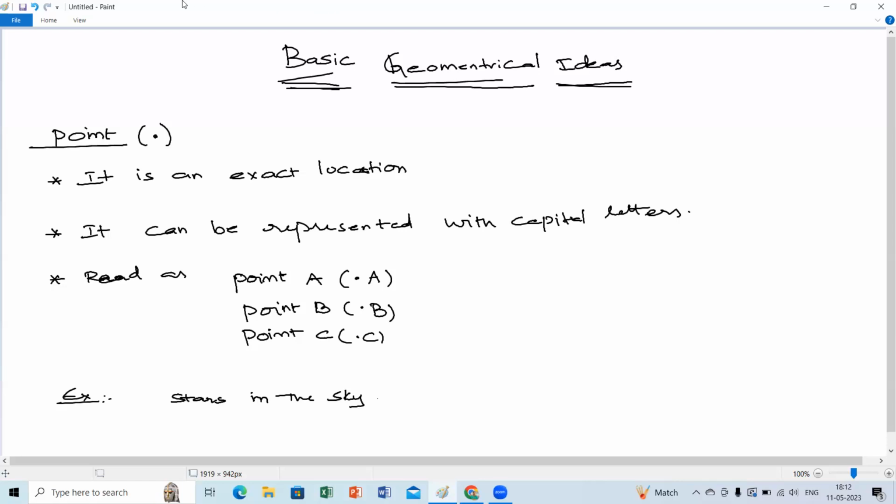Same like a point. A point is an exact dot. So points can be read as point A, point B, point C. To represent it, a dot and A. The same way, line segment.